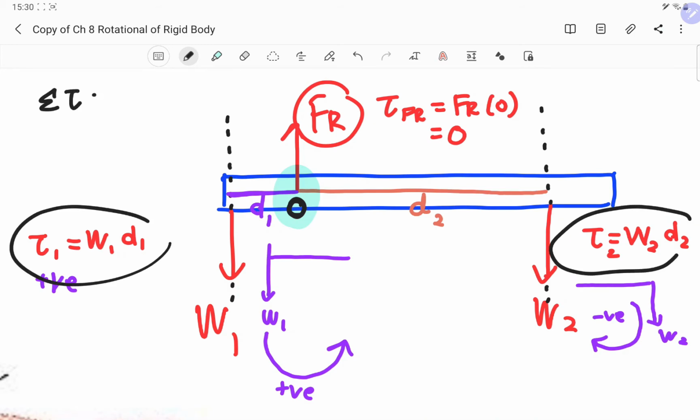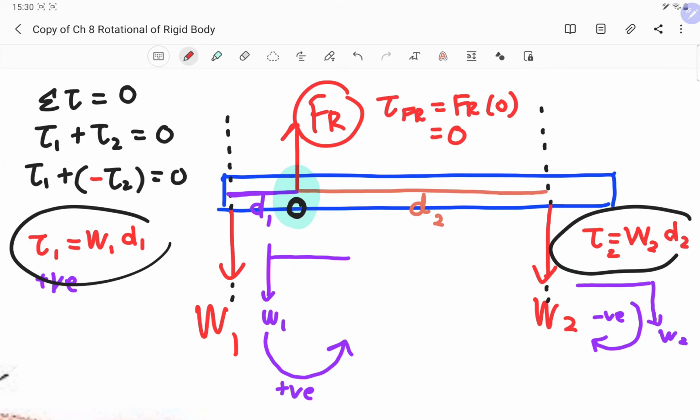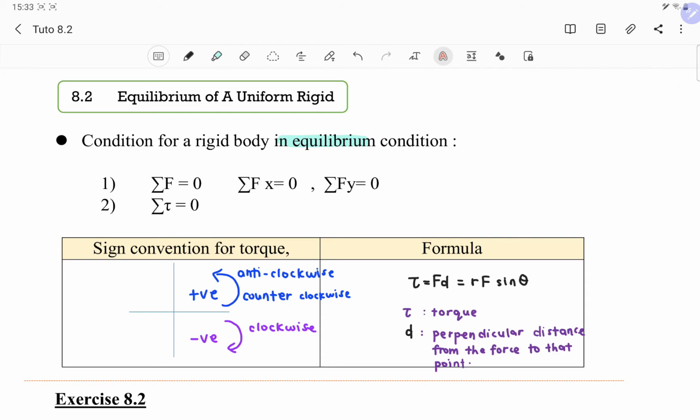If the question mentioned that this rigid body is in equilibrium, which means the summation of torque is equal to 0, so torque 1 plus torque 2 equals to 0. And we know that torque 2 is negative, so torque 1 plus negative torque 2 equals to 0. So the concept that you have to remember is equilibrium of rigid body happens when the summation of F equals to 0, F boleh jadi Fx, Fy or Fz, and the summation of torque equals to 0.